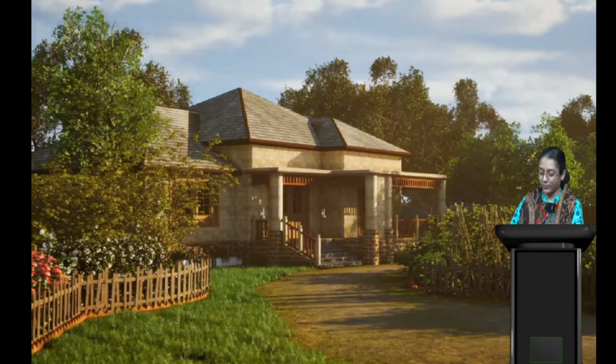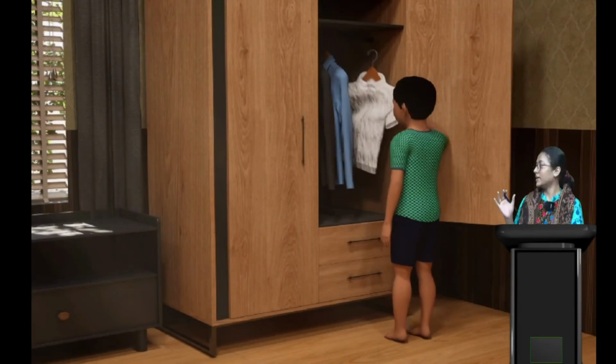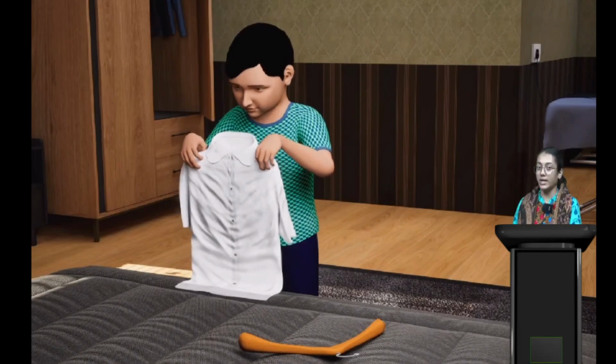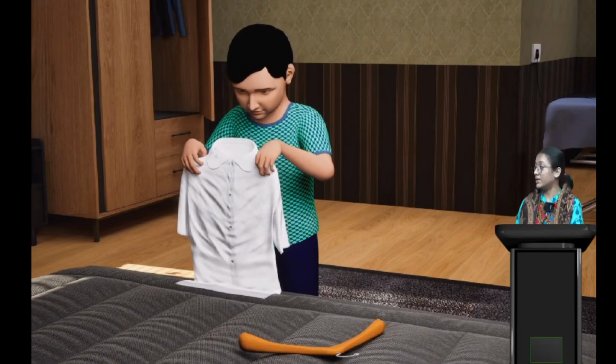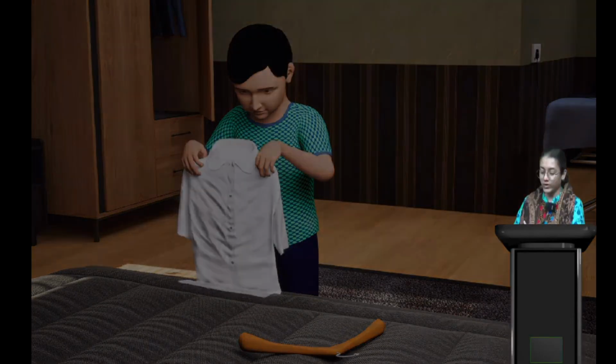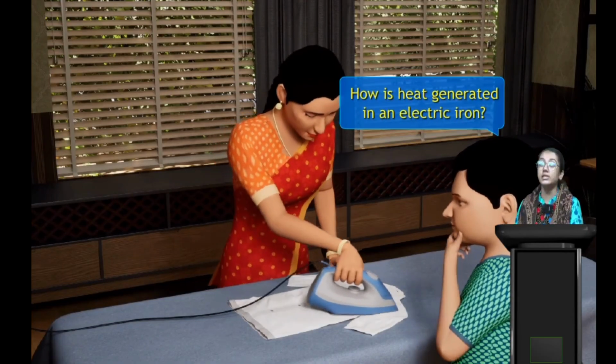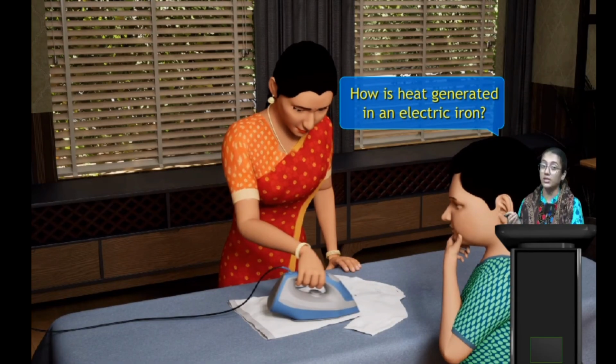See, there is this very beautiful house, and inside that house there is a little boy who is getting something from his cupboard, right? He got one shirt, basically his school uniform. But see, there are some wrinkles in the shirt, isn't it? So, generally, what do we do? We simply iron that, isn't it? Similarly, he took his shirt to his mother and she is ironing it.